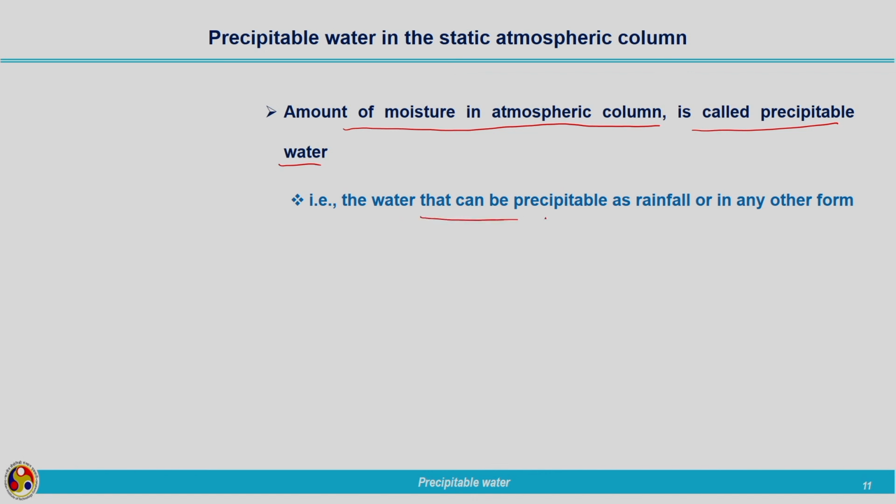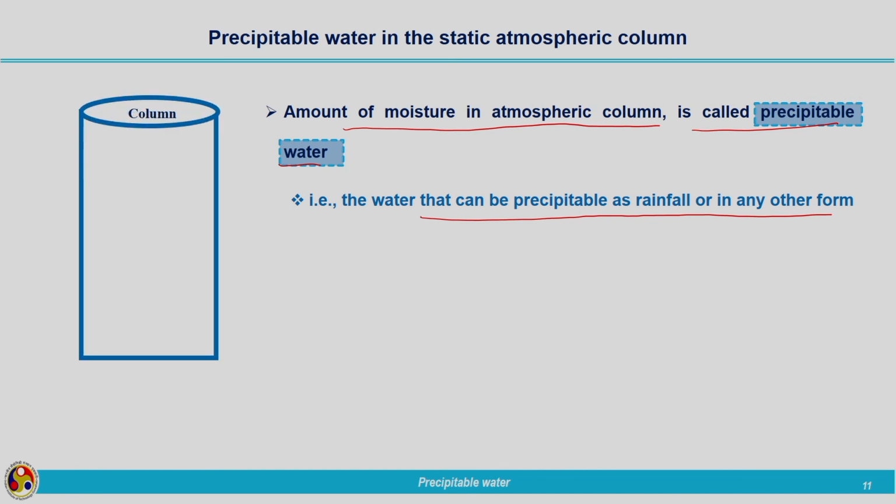The water that can be precipitable as rainfall or in any other form, that is the precipitable water. So, this is very important: how much quantity of moisture is there in the atmosphere so that we can get this much of precipitation. That quantification can be done if we know the relationship which we are going to derive now.